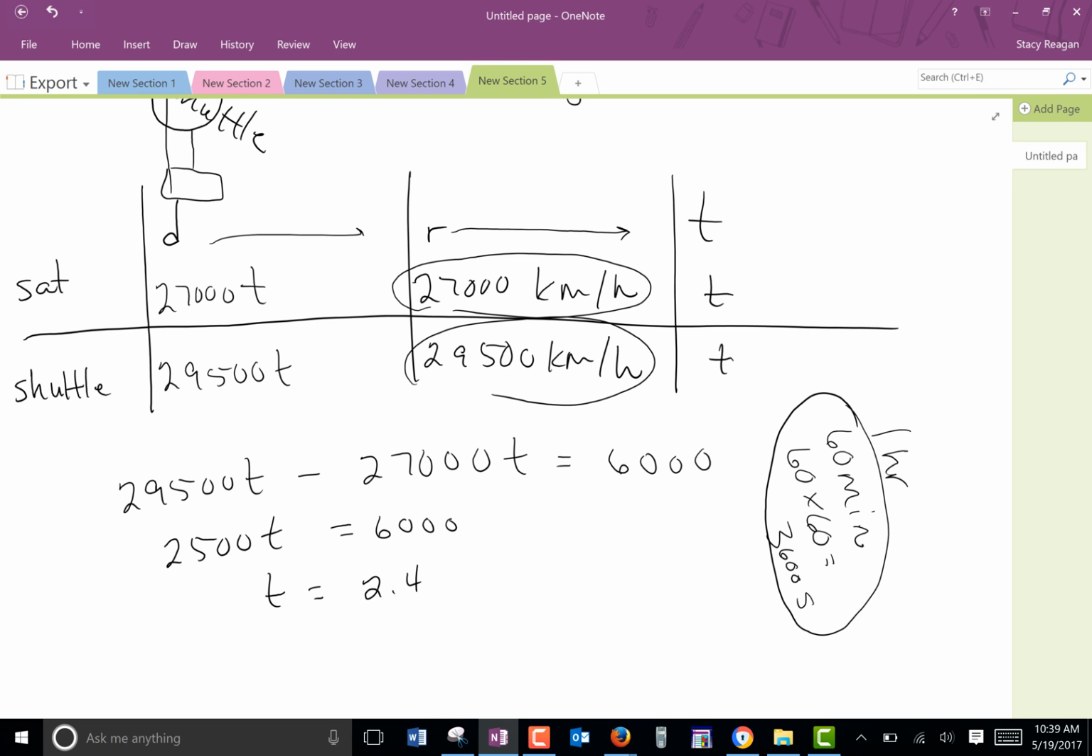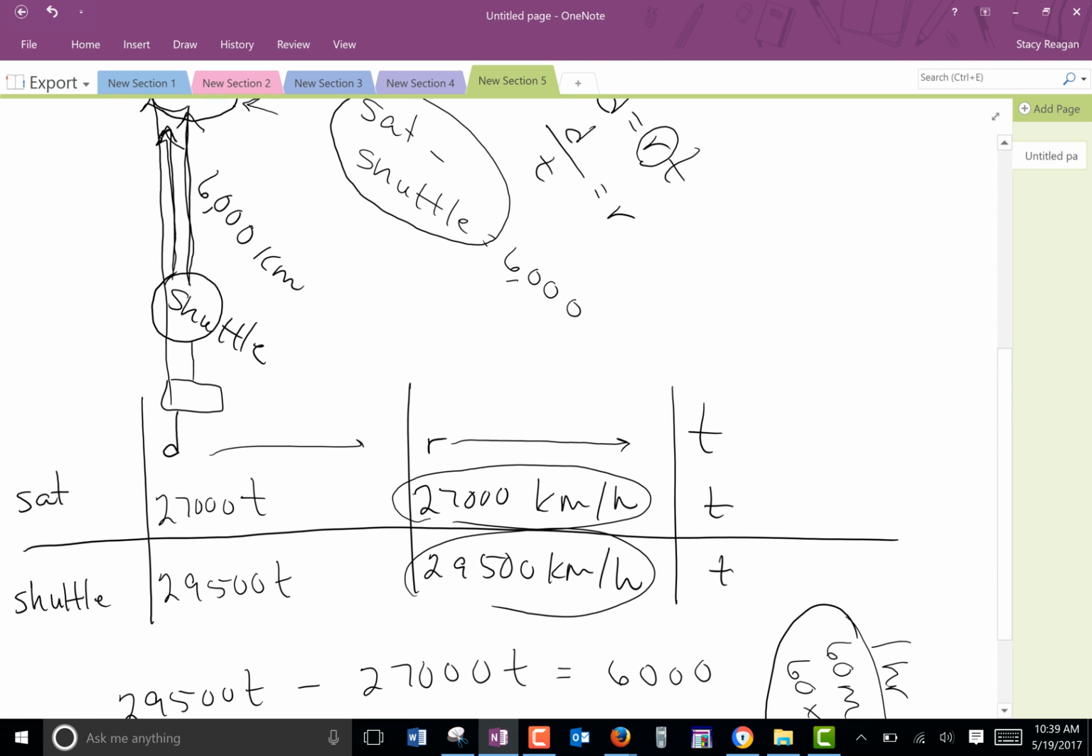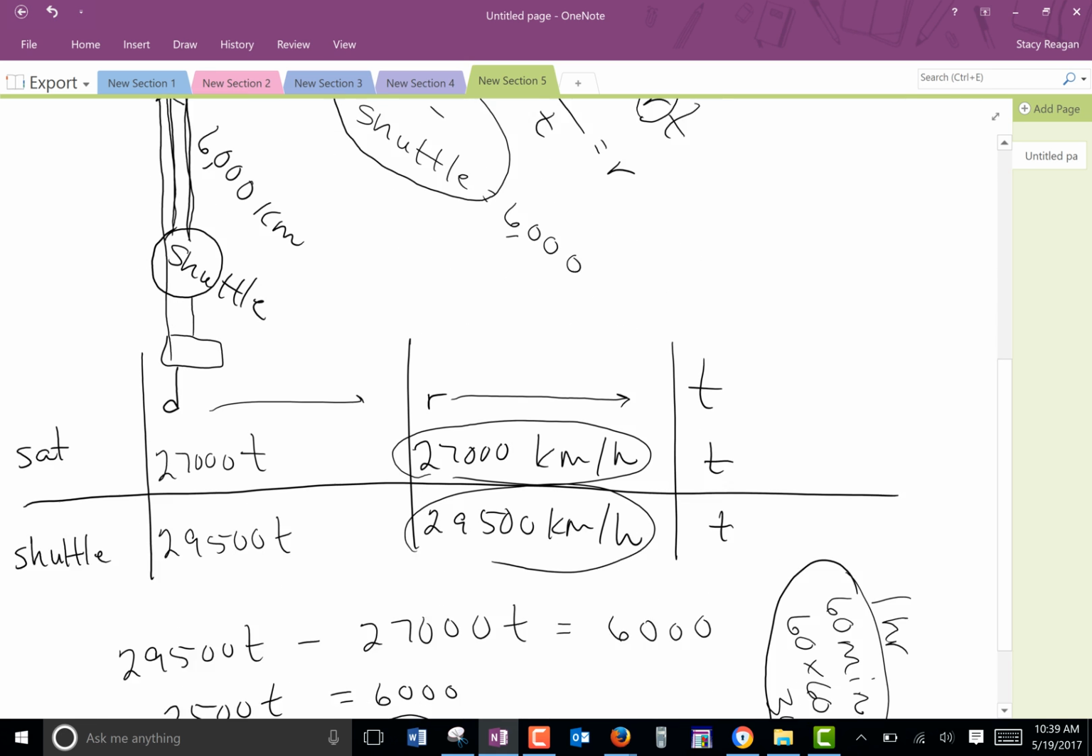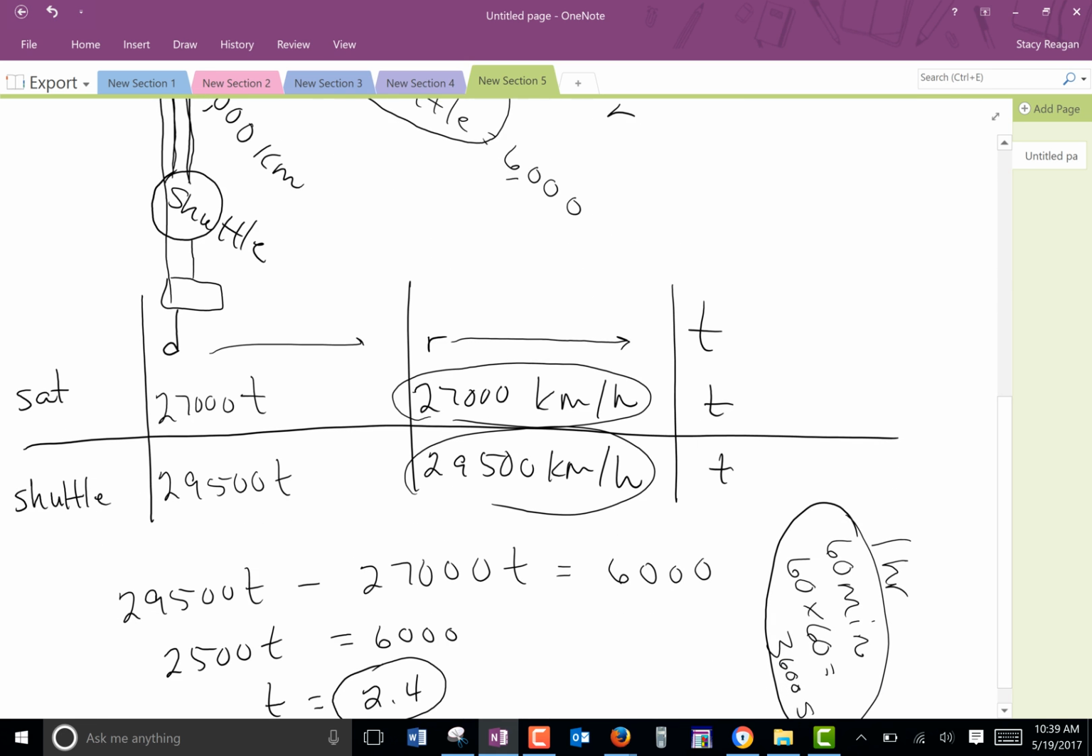So it would take me 2.4 hours to go that distance to catch up with that satellite. And in this one, and it's just a suggestion, I did a drawing to help me figure out what was going on. And then I did a chart because I had a formula I had to deal with. And sometimes that's the best way to look at some of this stuff, is to draw a chart and do a drawing just to help you figure out what's going on.